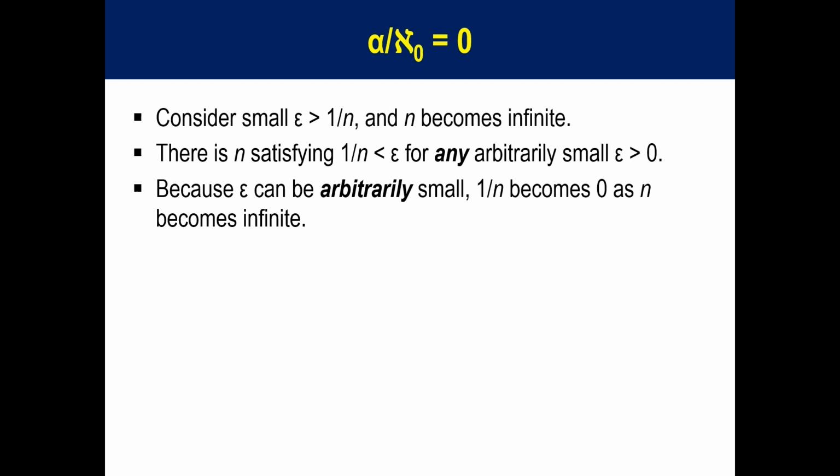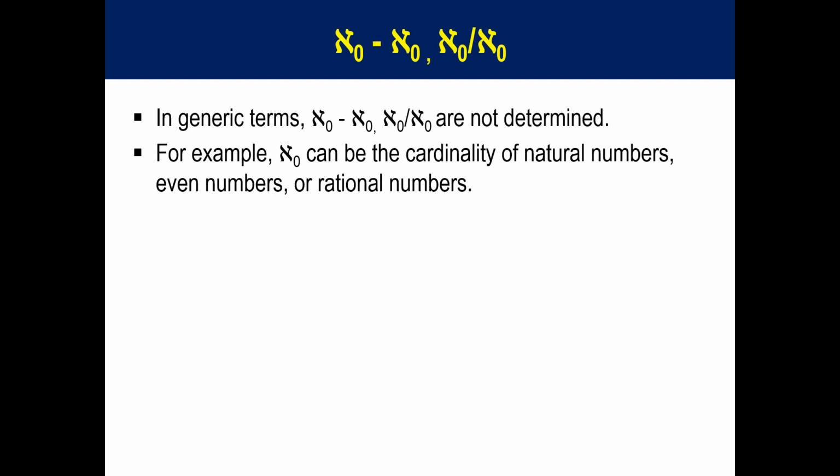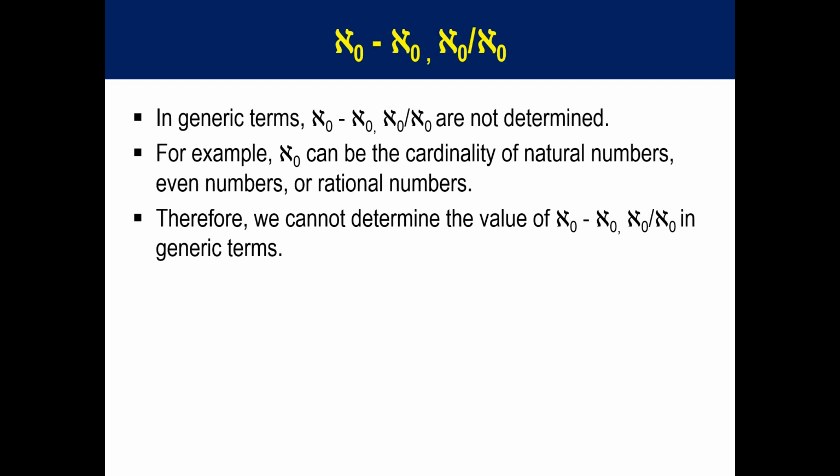In generic terms, aleph naught minus aleph naught and aleph naught over aleph naught are not determined, because aleph naught can be the cardinality of natural numbers, even numbers, and irrational numbers. We cannot determine the value of these in generic terms.